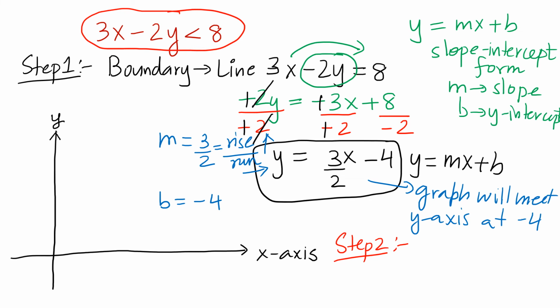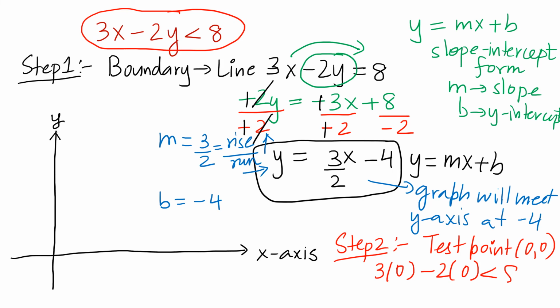So we need a test point. So generally the test point that you take is 0, 0. So put this 0, 0 here and check. 3 times 0 minus 2 times 0 less than 8. Is 0 less than 8? Is it true or false? Yes, it is true. That means 0, 0 will lie in the shaded region. It will lie in the solution. So let's now graph it.